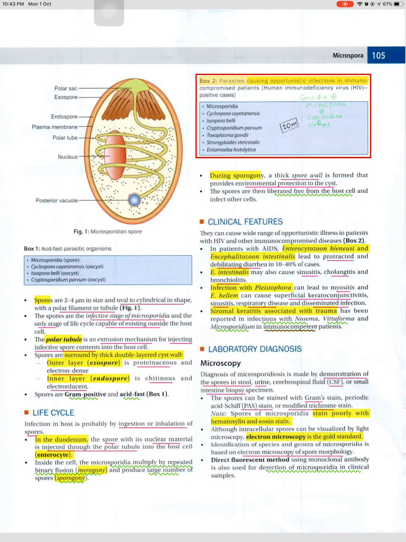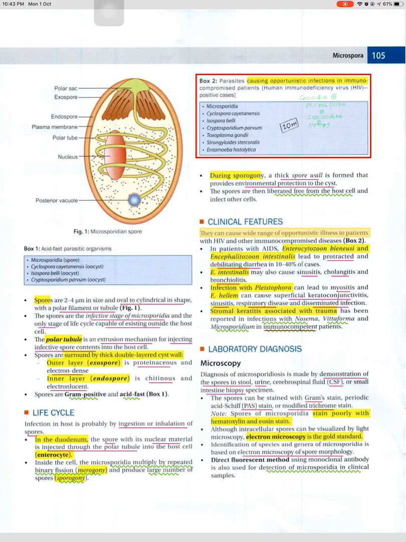Sporogony. Box 2, parasites causing opportunistic infections in immunocompromised patients, human immunodeficiency virus, HIV, positive cases: common Microsporidia, Cyclospora cayetanensis, Isospora belli, Cryptosporidium parvum, Toxoplasma gondii, Strongyloides stercoralis, Entamoeba histolytica. During sporogony, a thick spore wall is formed that provides environmental protection to the cyst. The spores are then liberated free from the host cell and infect other cells.